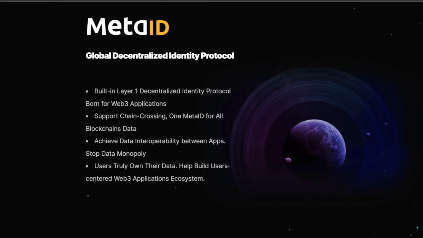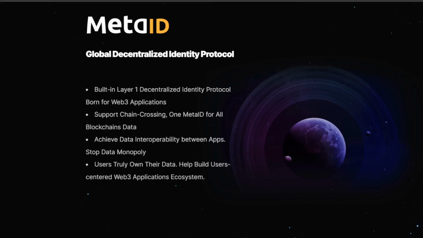It basically supports chain crossing, one Meta ID for all blockchain data, achieve data interoperability between apps, stop data monopoly, users truly own their own data, help build a user-centered Web3 application ecosystem. Very vague. I need to see more as to what this is. Is it metadata? I have a feeling it is basically a user's ability to control their own metadata and what type of data gets exposed to different Web3 applications. Honestly, a little bit more detail here would be great. If this is going to be your value proposition, you need some more.